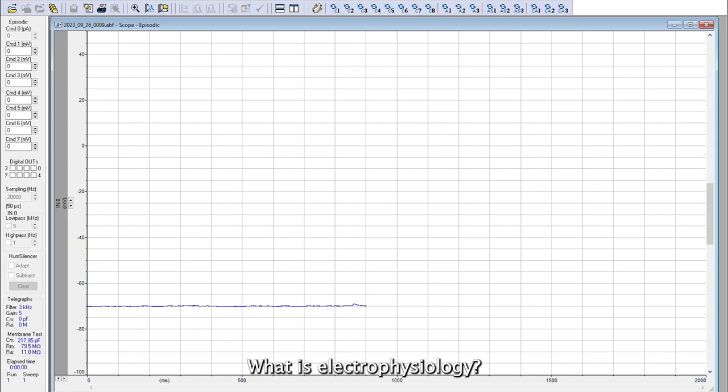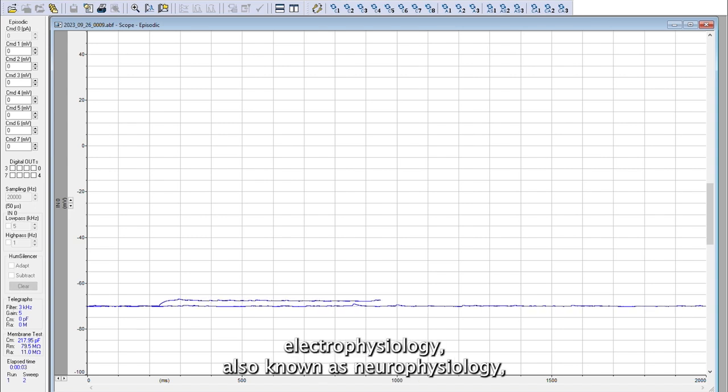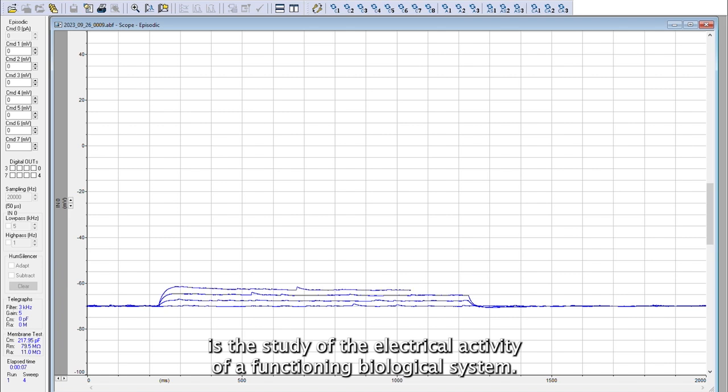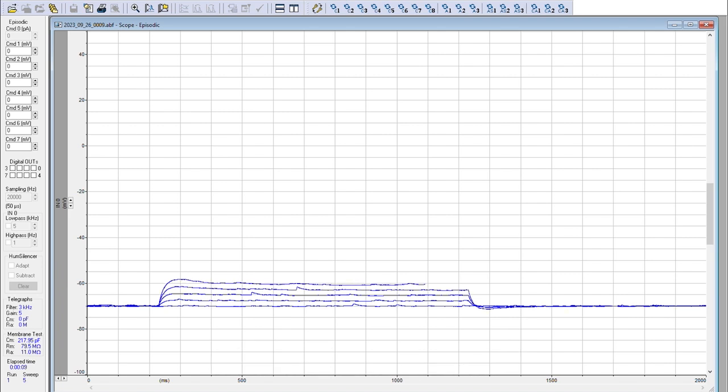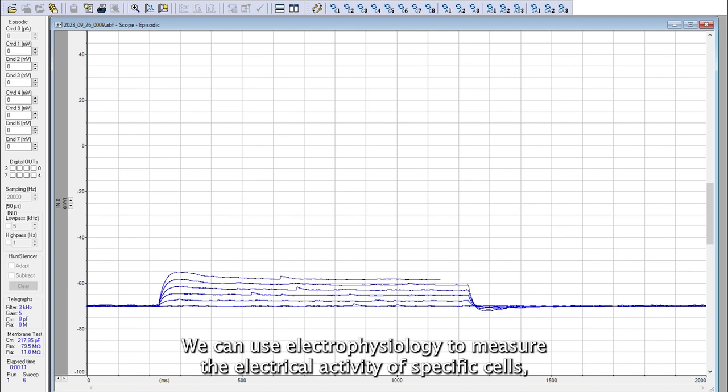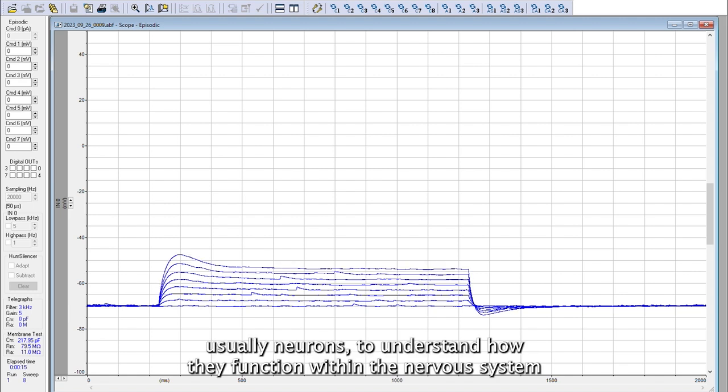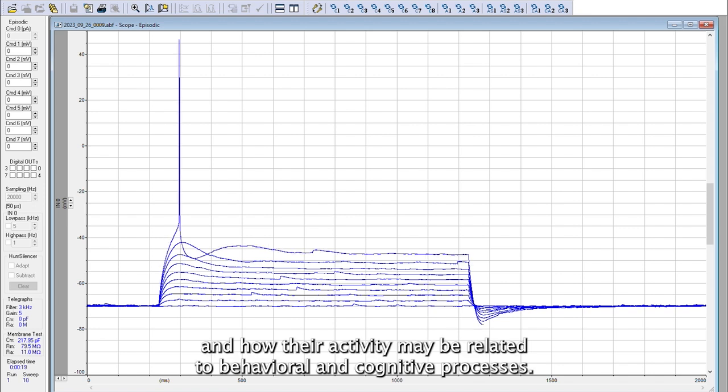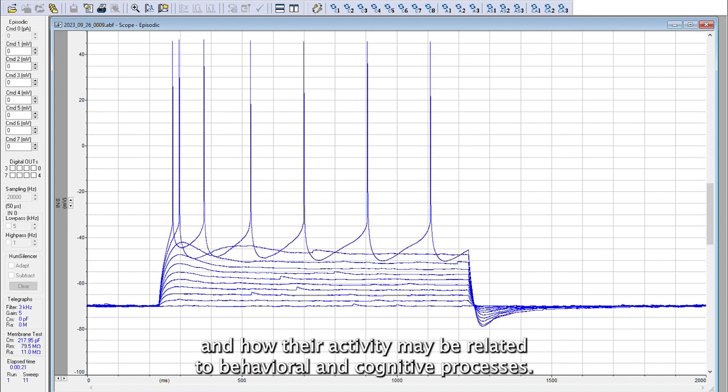What is electrophysiology? Electrophysiology, also known as neurophysiology, is the study of the electrical activity of a functioning biological system. We can use electrophysiology to measure the electrical activity of specific cells, usually neurons, to understand how they function within the nervous system and how their activity may be related to behavioral and cognitive processes.